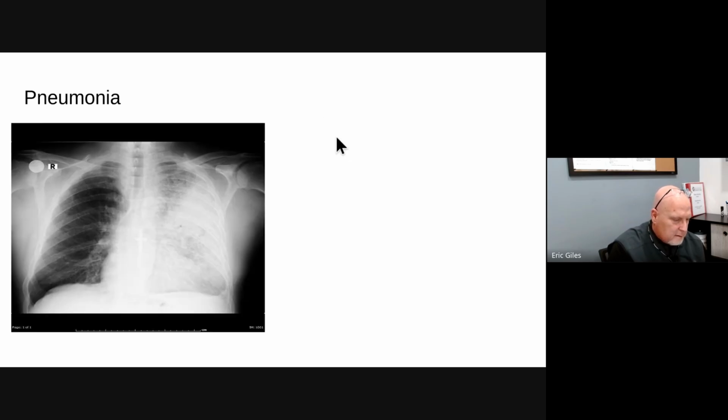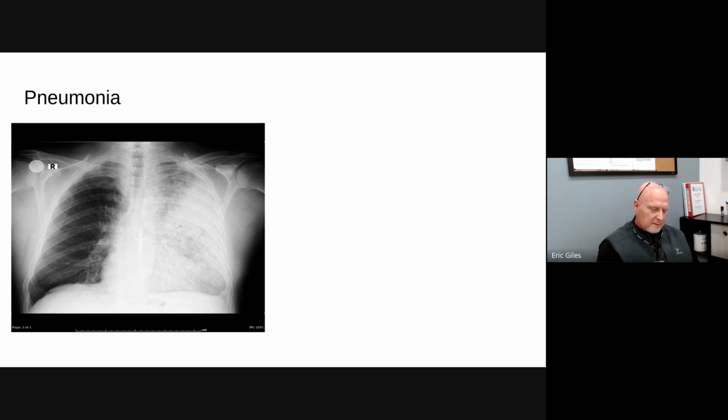So, pneumonia. This is a terrible case of pneumonia. You'll see that the left lung is completely enveloped with pneumonia. And this is what I was in the hospital for, something similar to this. And it's not cool. But these are neat pictures to look at, and they're educational.